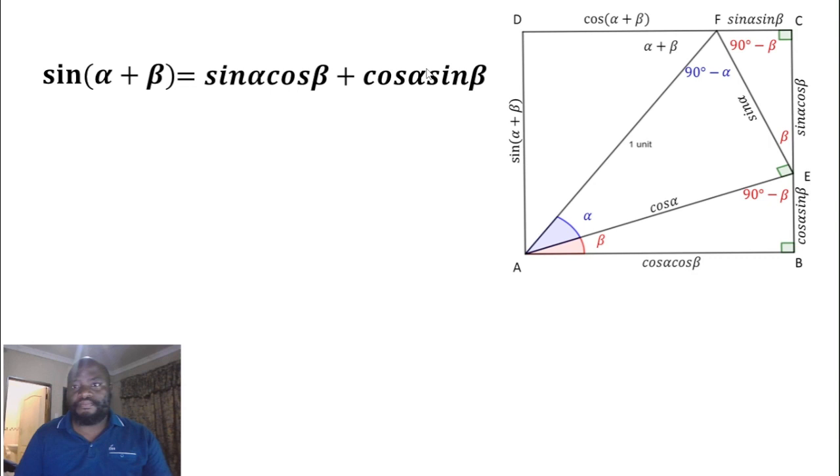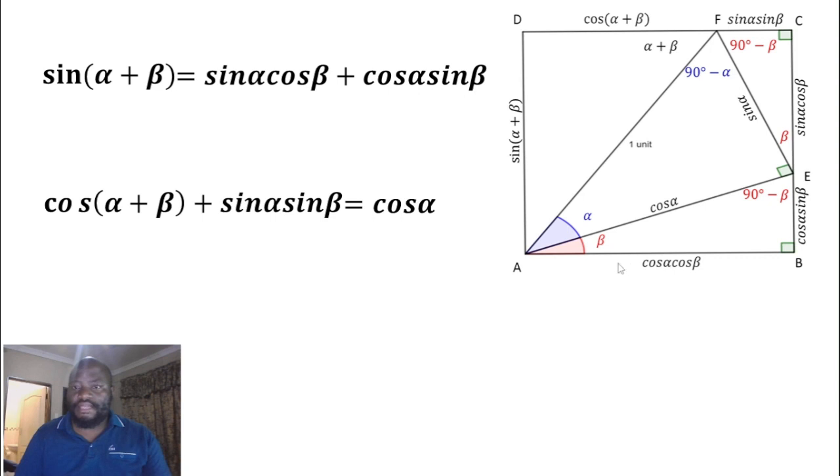Then if we go to the other pair of opposite sides, we see that cos alpha plus beta plus this sine alpha sine beta is the same as this one, AB. And if we put it nicely, we take this term to the other side, we end up with the formula for cos alpha plus beta.